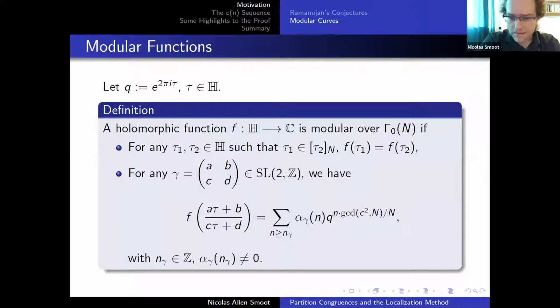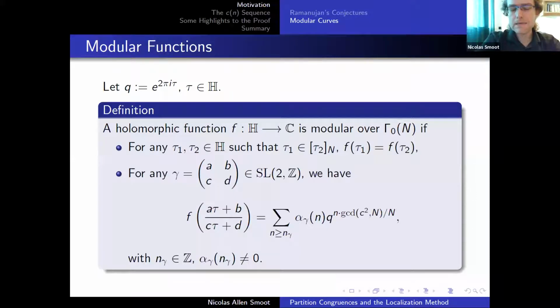I can write it out as this series here, alpha gamma n, q to this fractional power to the nth power. Now, alpha n is just a complex number. Notice that there is a lower bound on how we start. So n gamma is an integer. It can be positive, it could be 0, it could be negative, right?